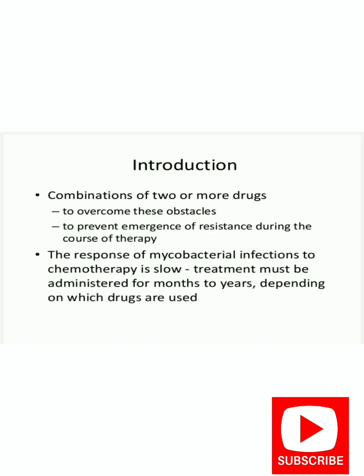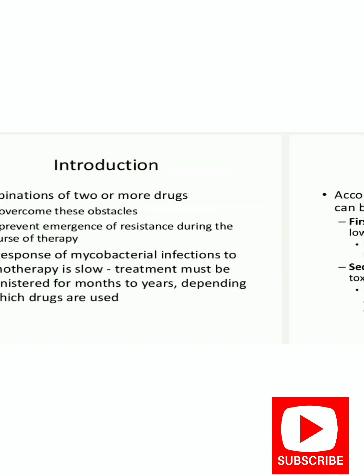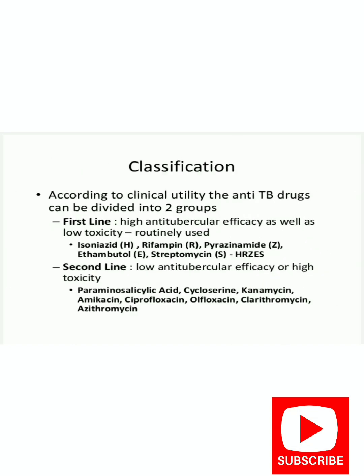So we can give combinations of 2 or more drugs to overcome these obstacles and to prevent the emergence of resistance during the course of therapy. The response of mycobacterial infections to chemotherapy is slow. Treatment must be administered for months to years depending on which drugs are used. So after the introduction, we can move ahead to the classification.